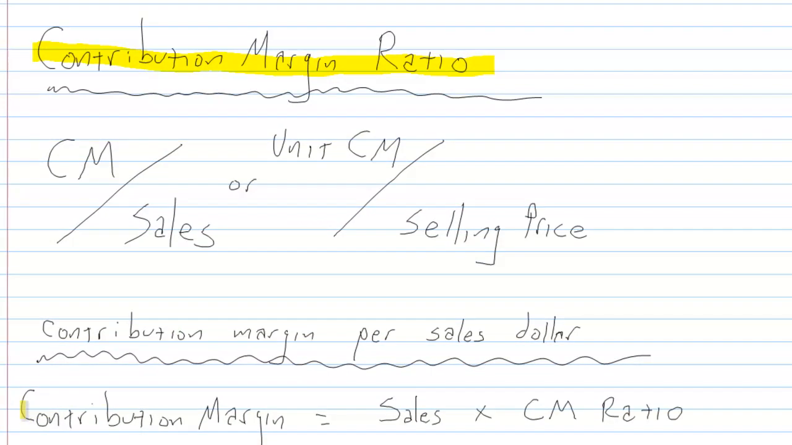A formula that would also work is if you take the contribution margin, we're going to take the sales times the contribution margin ratio. This will help us to calculate different items that we're looking for when we're doing this internal analysis.